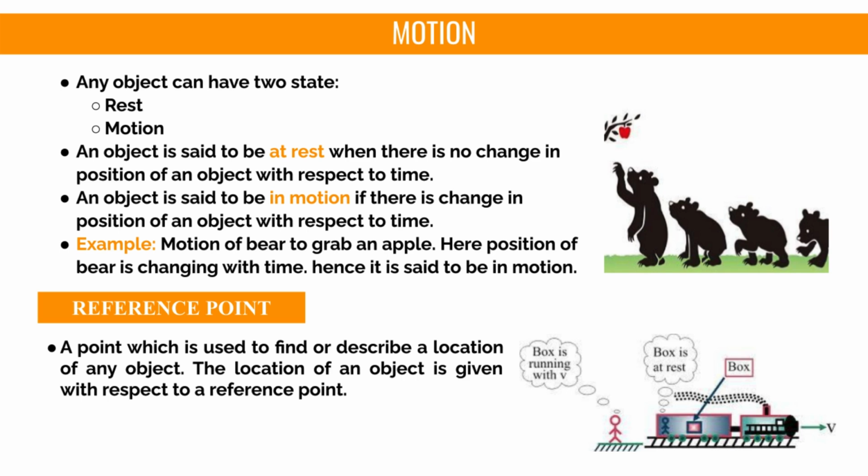For example, look at this picture. A box is kept inside a moving train. To a person standing outside the train, the box appears to be moving. But to a person sitting inside the train, the same box appears to be at rest. Why does this happen? Because the reference point is different. So remember, motion or rest depends on the observer and the reference point.